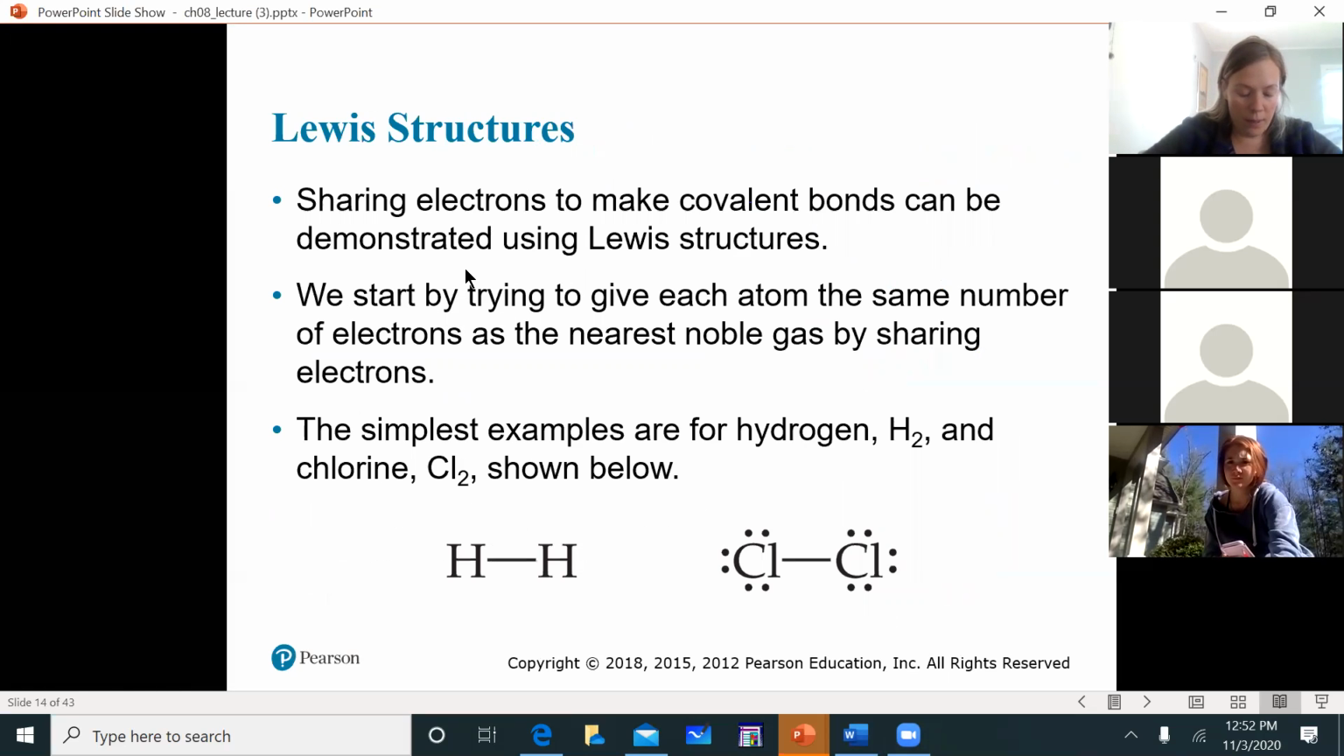So when looking at covalent bonding and why certain things bond in the way that they do, we want to create these things called Lewis structures. We had the Lewis dot diagrams for each individual element. A Lewis structure shows us how electrons are actually being distributed within the molecule and are shared.